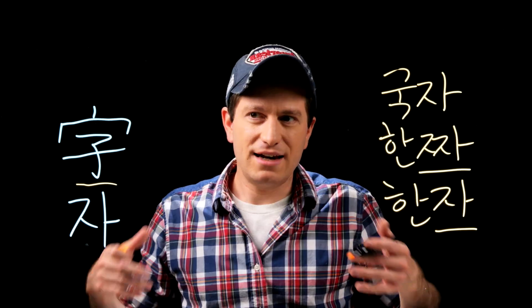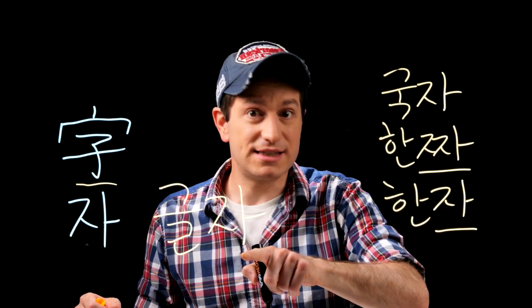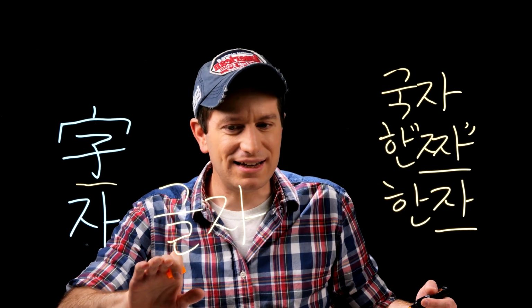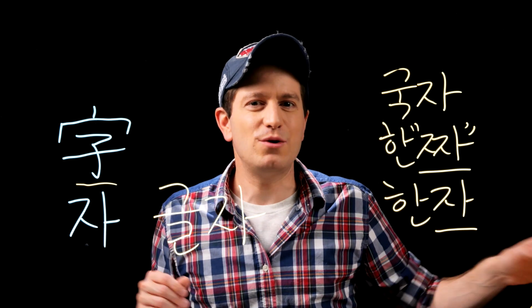And if you didn't want to specify Chinese character, but just any character, 글자. 글 means writing, and ta means a character, so a written character. Okay, let me give you a few more examples.